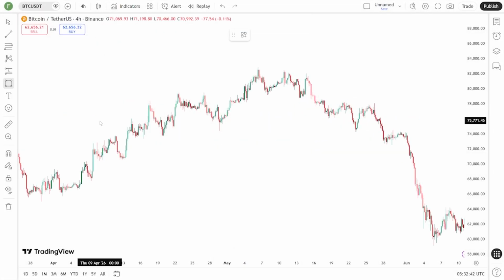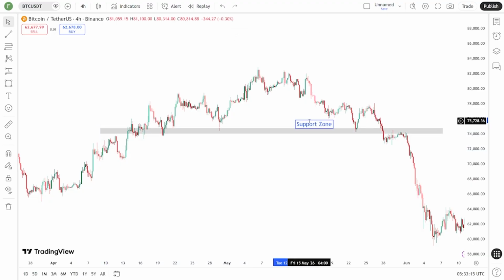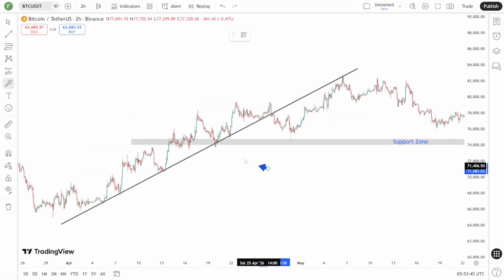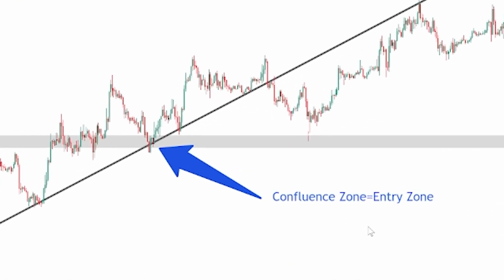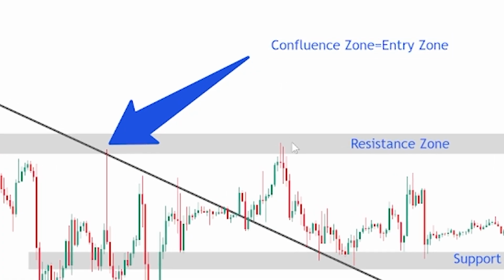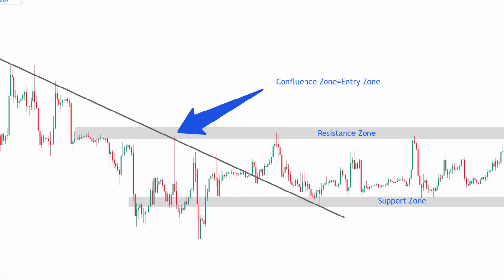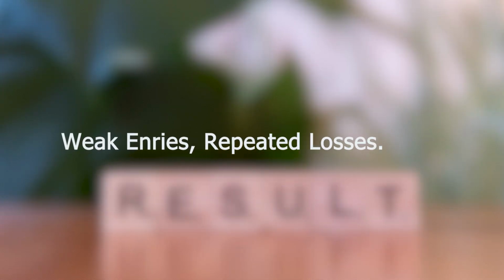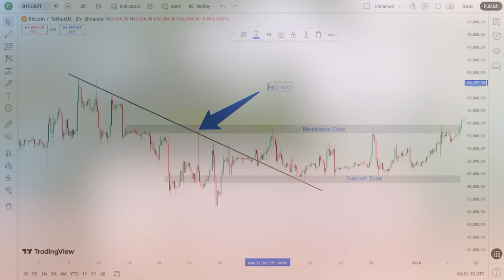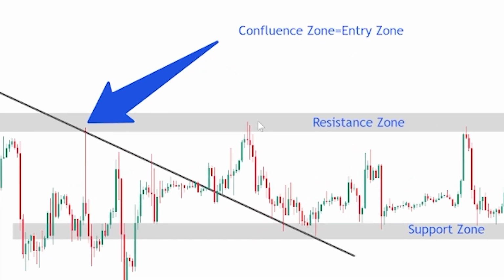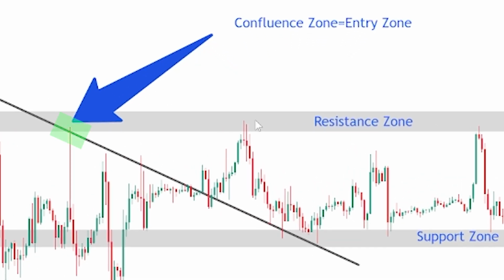Tip 8. Trend lines plus support and resistance. Combine them with support and resistance, and their power multiplies. Uptrend hitting a support zone? That low isn't just a low, it's a golden entry zone. Downtrend hitting resistance? High probability of a reversal. Mistake? Many draw trend lines but ignore key zones. Result? Weak entries, repeated losses. Rule? Trend line, path of movement. Support resistance, sensitive points. Together, real trading opportunities.